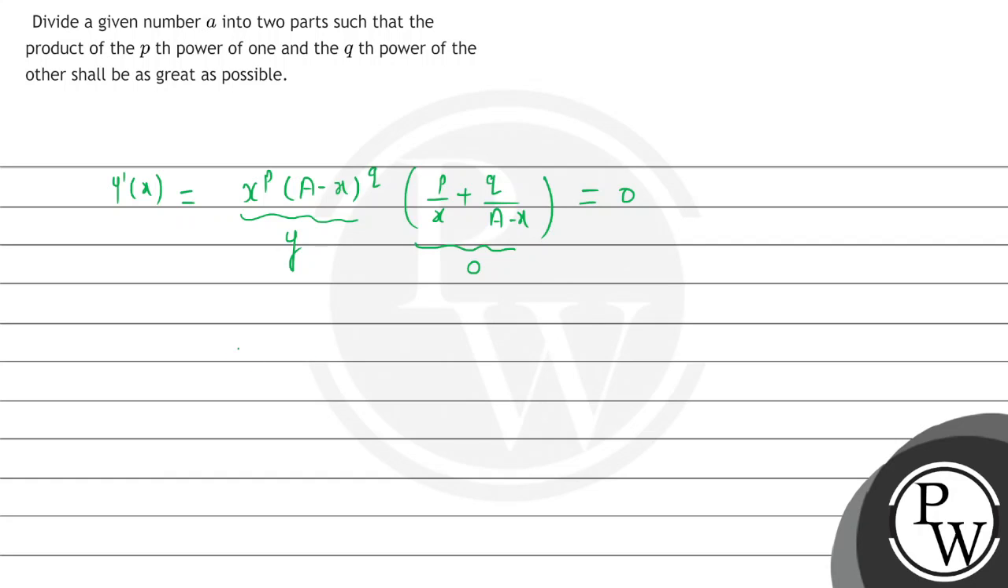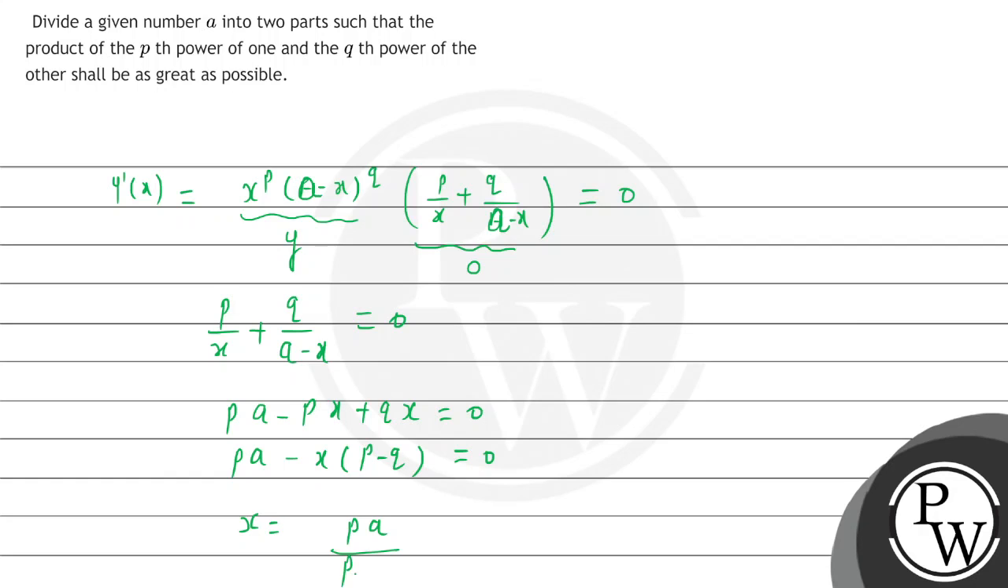So let's find out the value of x here. Okay, p by x plus q by (a minus x) is equal to 0. It is a small a, not a capital, sorry for the mistake. After solving, we get pa minus px plus qx equal to 0. So we can say (p minus q) x equals pa, and we'll get the value of x as pa divided by p minus q.